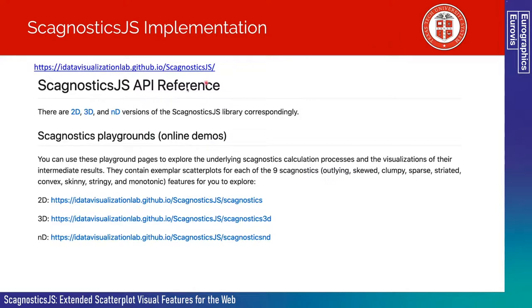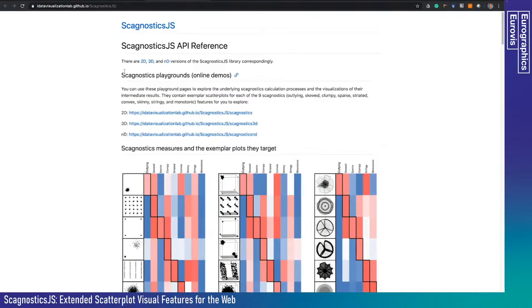Scanner-stick.js implementation. The Scanner-stick.js API reference can be found in this link. And there are 2D, 3D, and ND versions of this as well. Furthermore, we also provide Scanner-stick playgrounds as online demos on which you can explore underlying Scanner-stick calculation processes and the visualization of their intermediate results as well. They contain exemplar scatter plots for each of the 9 Scanner-stick dimensions. You can explore all the calculation stages by these links.